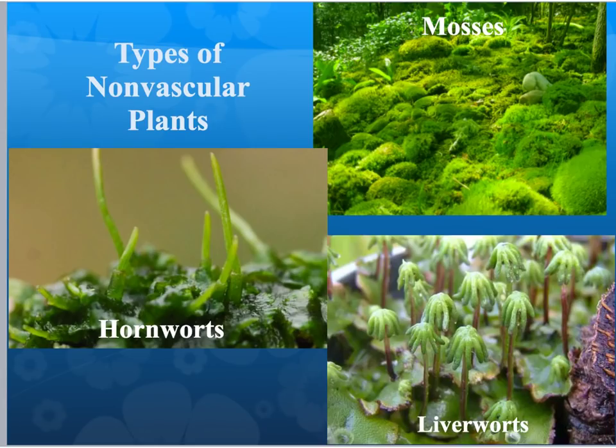A couple examples of non-vascular plants are on the top right over here. We see there are mosses, and mosses are going to be growing near water sources because they don't have those root systems. They have to have water pretty readily available. Hornworts are another example, and then liverworts are another example of non-vascular plants.